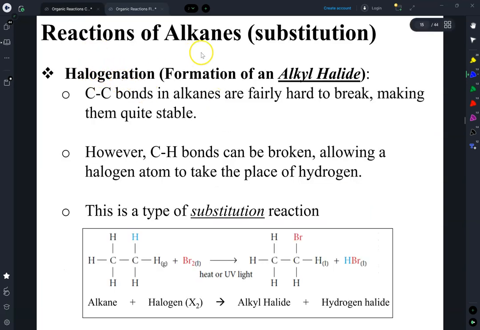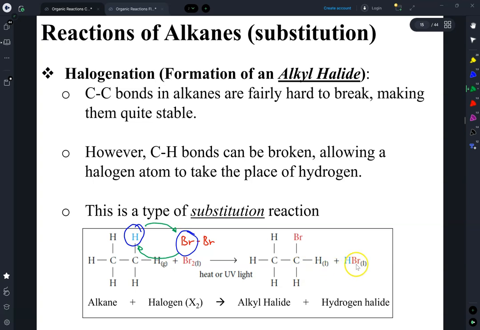The halogenation of alkanes, resulting in the formation of alkyl halides. Please note that the carbon-carbon bonds in alkanes are fairly hard to break, making them quite stable, and so you will not encounter any questions in this course that will require you to break the CC bond of an alkane. However, carbon-hydrogen bonds are much easier to break, and that allows us to swap a halogen for a hydrogen through a substitution reaction. So one of the hydrogens and one of the bromines will swap places, allowing you to halogenate this alkane, turning it into an alkyl halide.